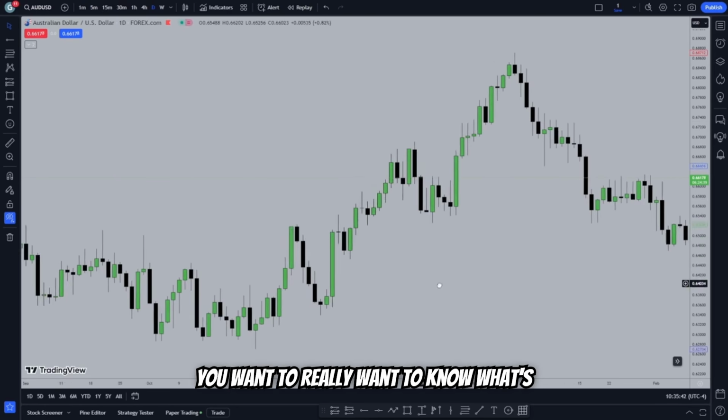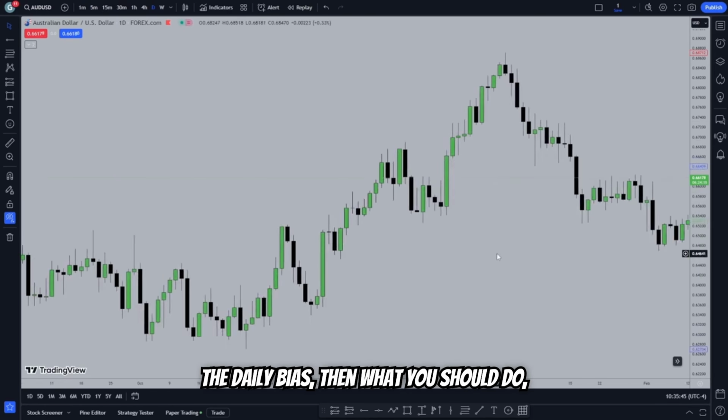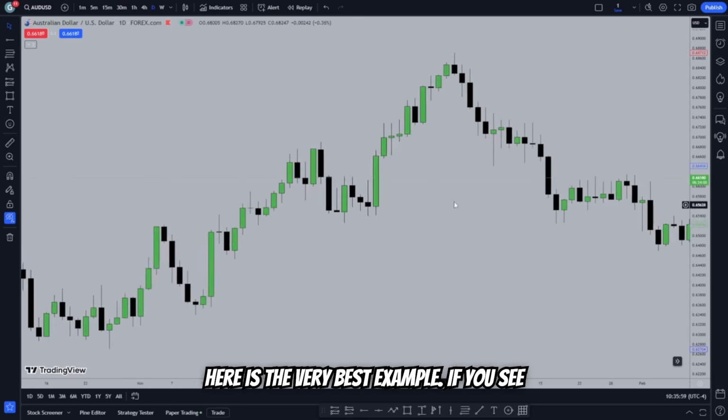So what you can do is, if you really want to know the daily bias, look at the previous day's candle high and low. If the previous day's candle was bullish, then you can expect that the next day's candle will also be bullish, and it will not go down and take the low of the previous day's candle. Okay, and here is the very best example.